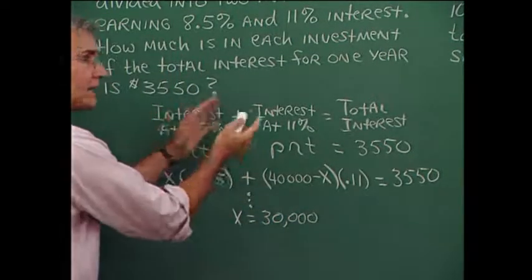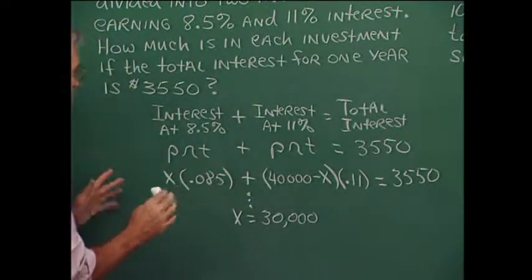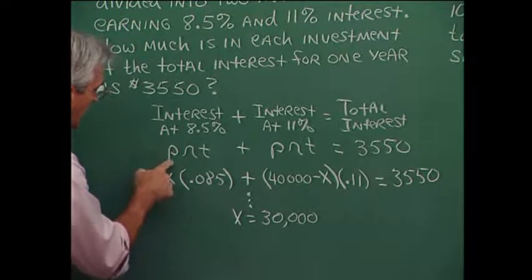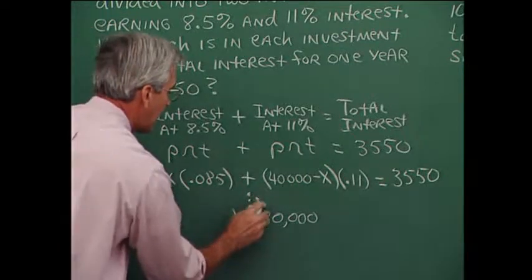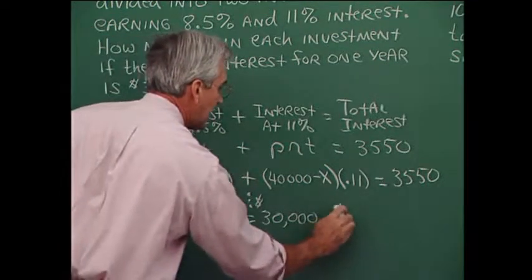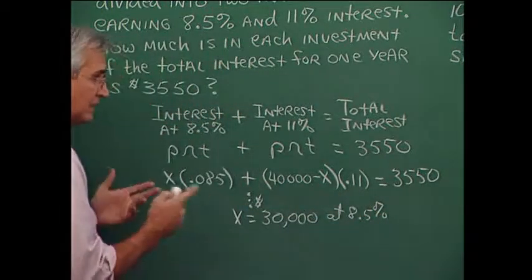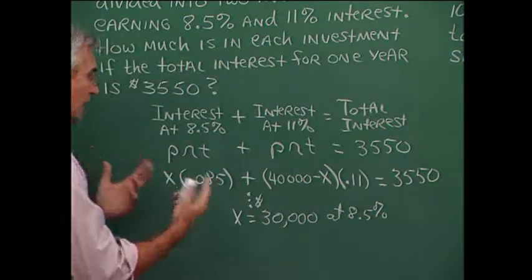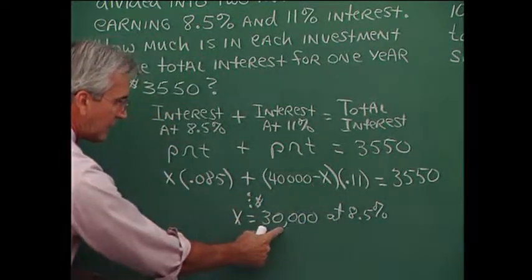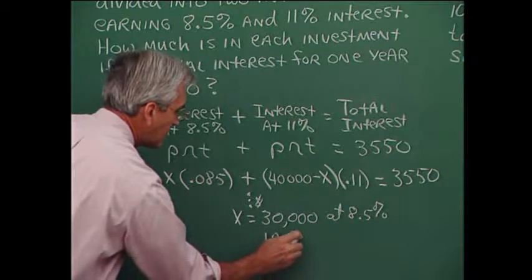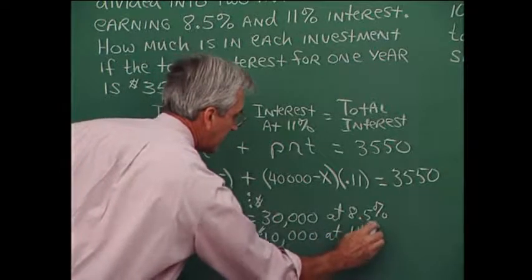And we look back, and I didn't write the labels here because I'm just kind of setting up the problem and overviewing it, but the X stood for the amount of principal invested at 8.5%. So we have $30,000 invested at 8.5% interest. And the remaining money is invested at 11%. Now the remaining money it was 40,000 minus X. That means 40,000 minus 30,000. So there would be $10,000 invested at 11% interest.